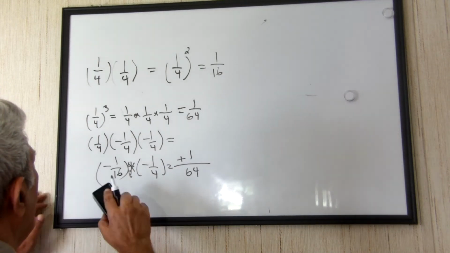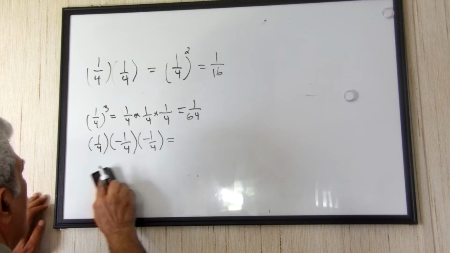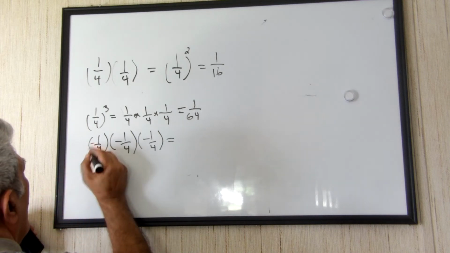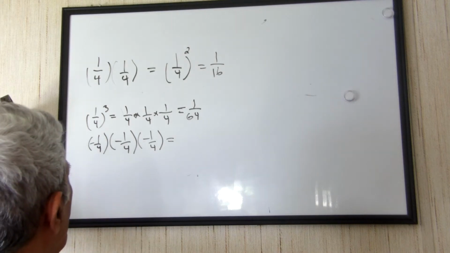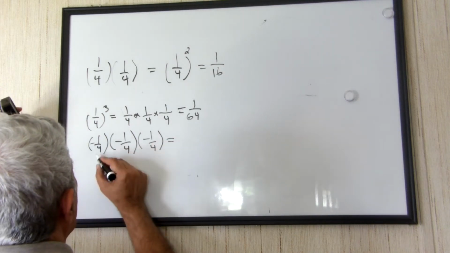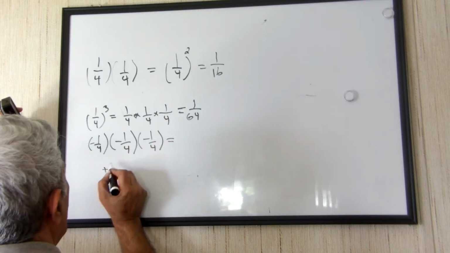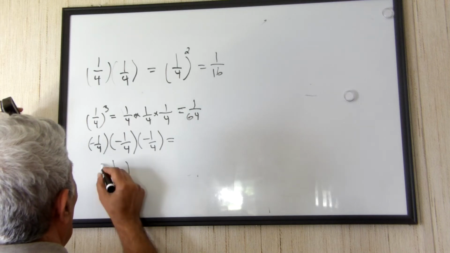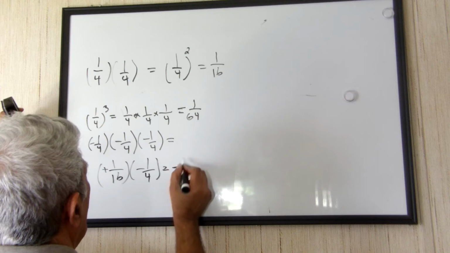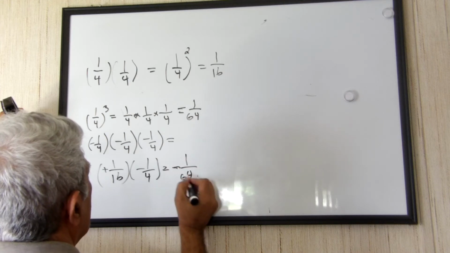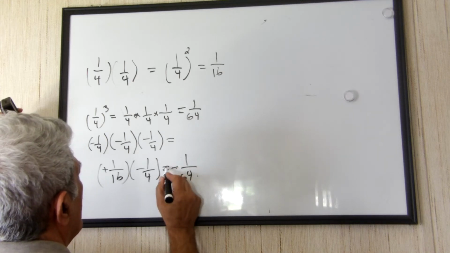But how about if we had another 1 over 4? This one times this one is going to be positive 1 over 16, and then times minus 1 over 4 is equal to minus 1 over 64. Minus.